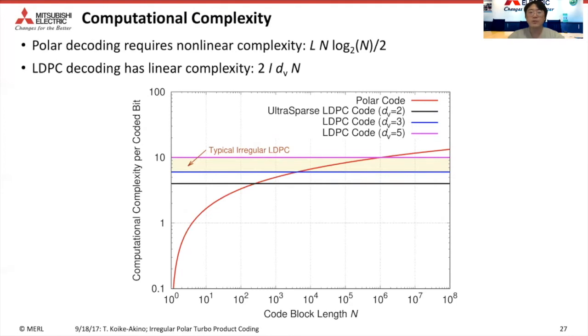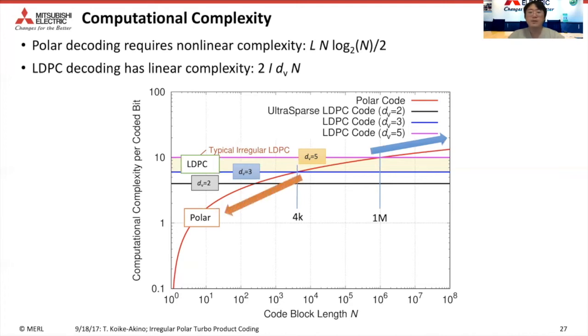And more interestingly, the nonlinear complexity of polar codes can be a benefit compared to linear complexity LDPC codes. Although polar codes can be more complex at very long code lengths, shorter than 4,000 code lengths, the polar code can be even lower complexity than LDPC.